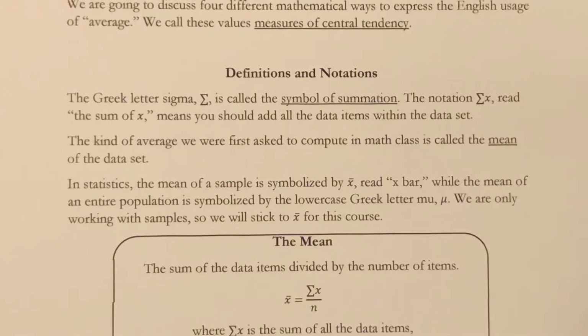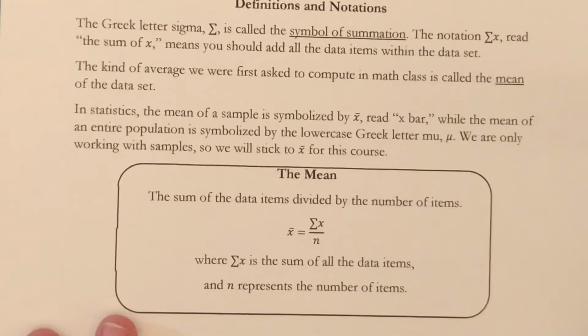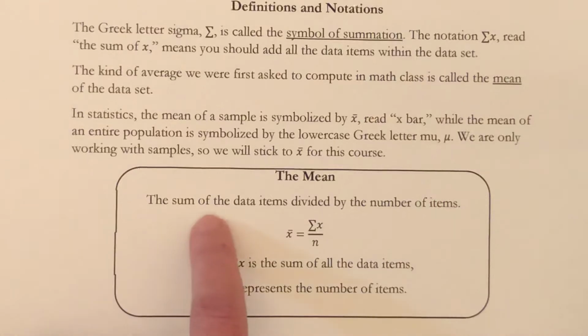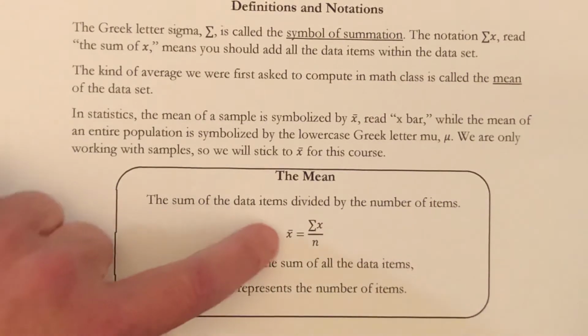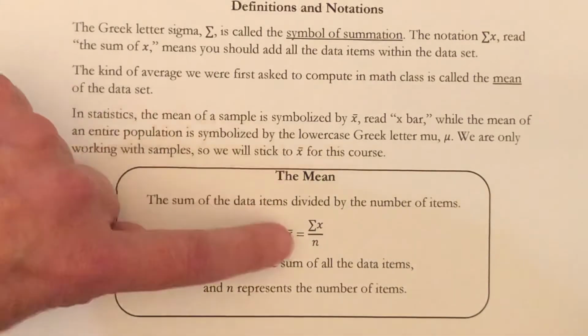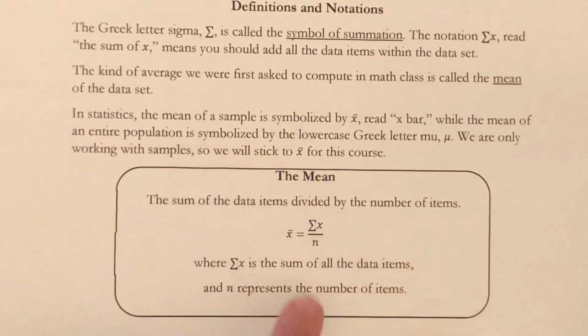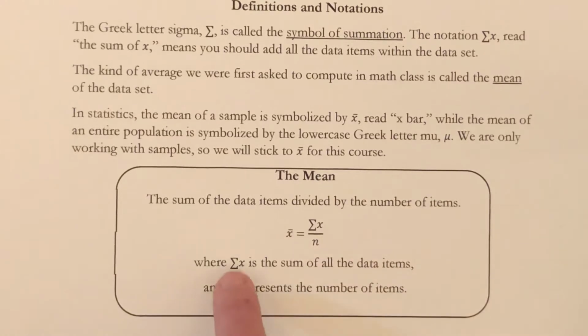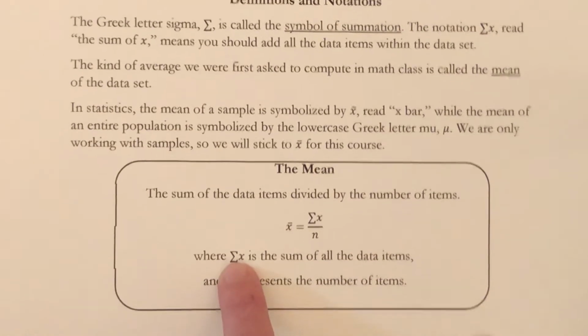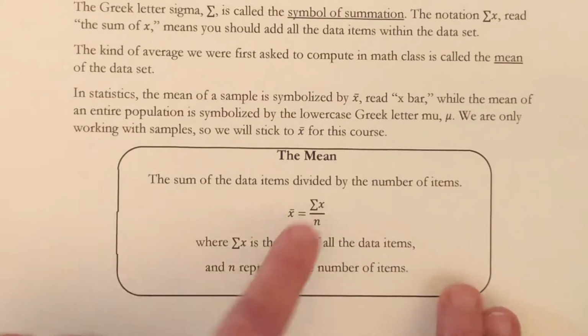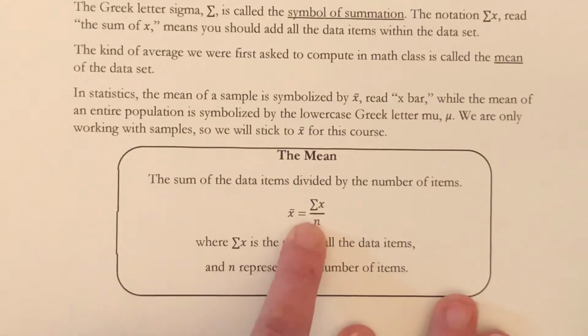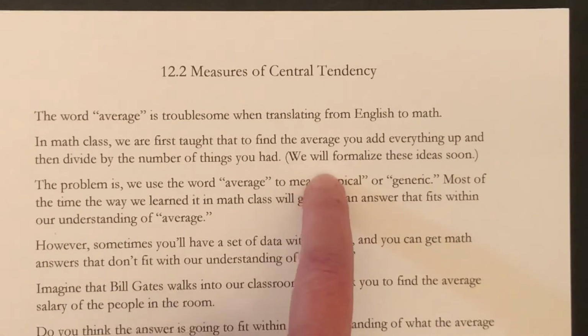Now, how do you compute the mean? It's the sum of the data items divided by the number of items. X bar is equal to the sum of X divided by N, where sigma X, or sum of X, is the sum of all the data items, and N represents the number of items. So this right here is the formal version of this.